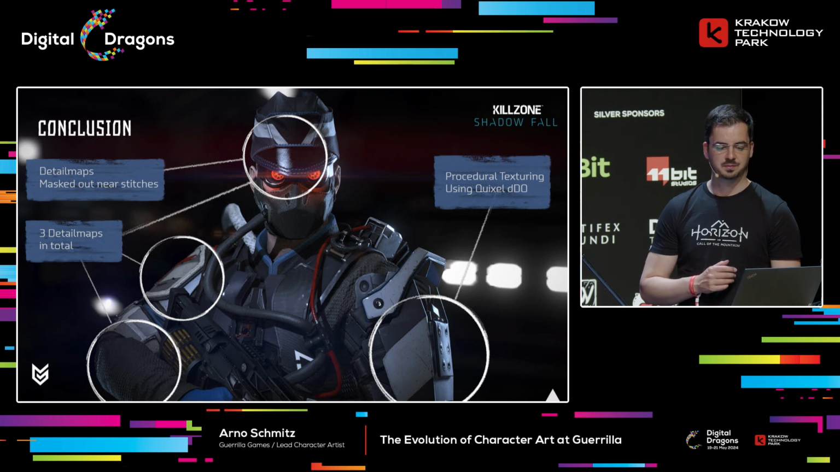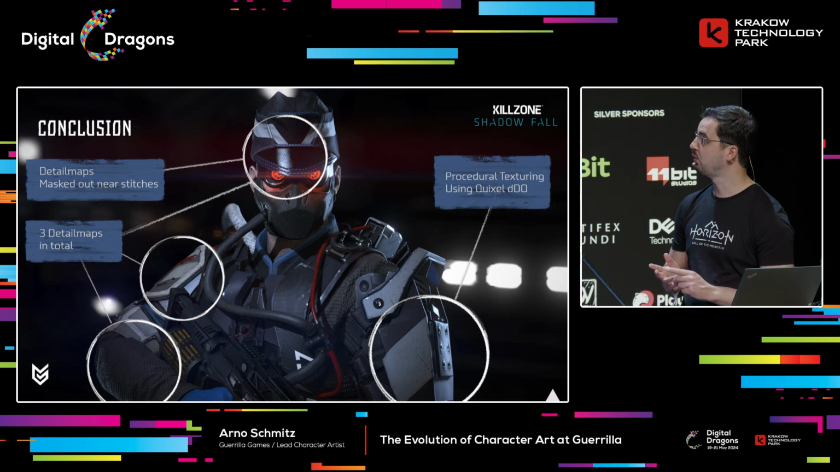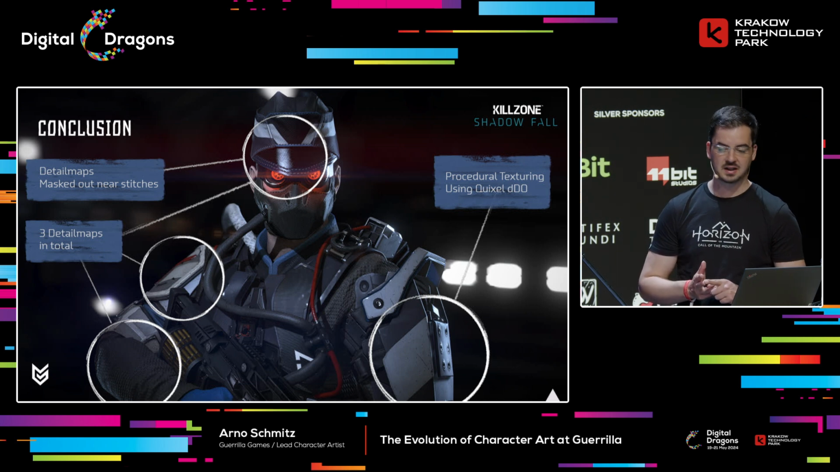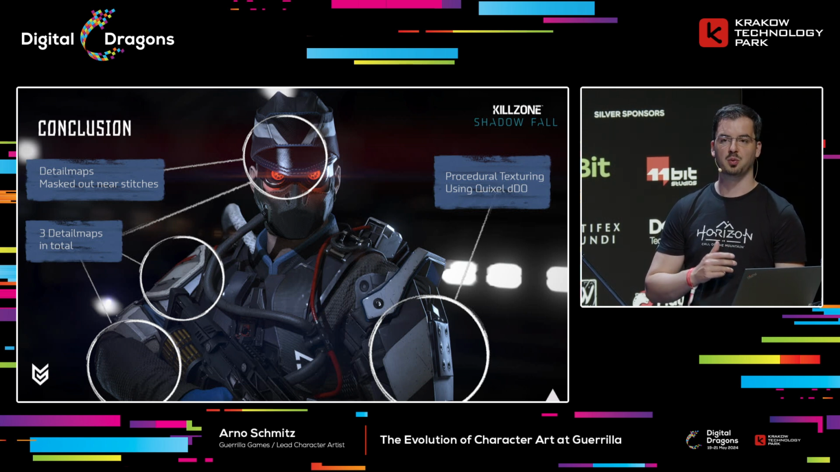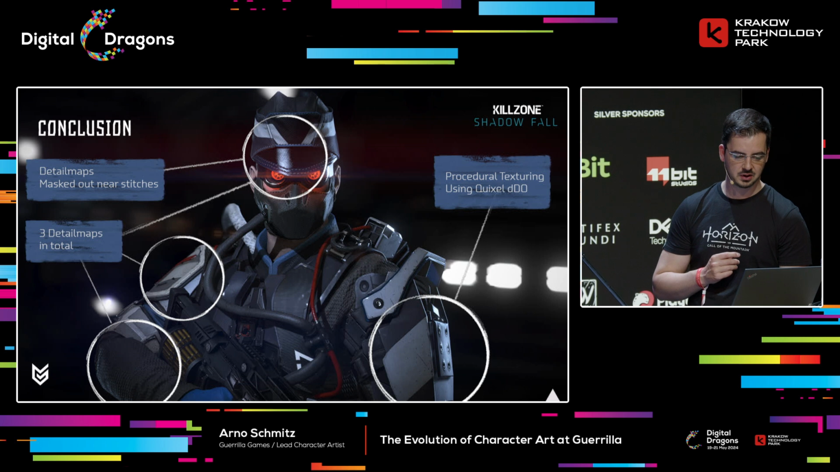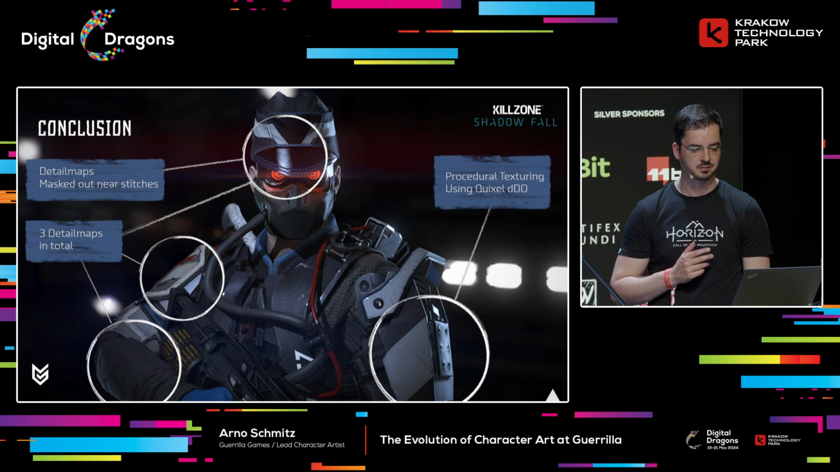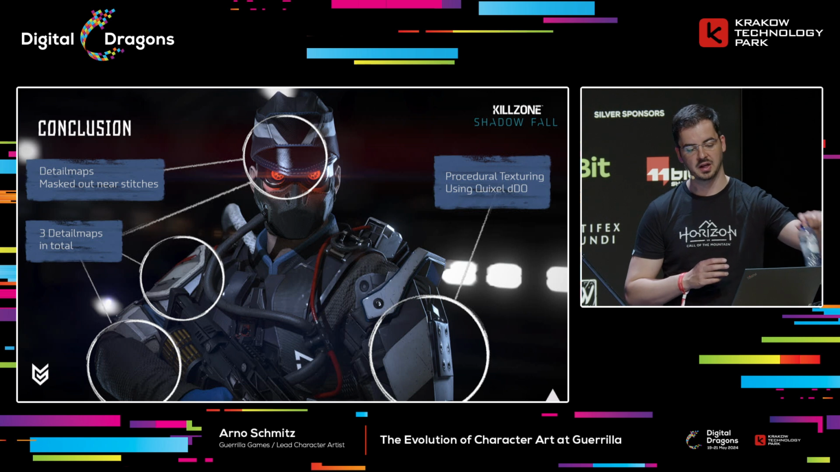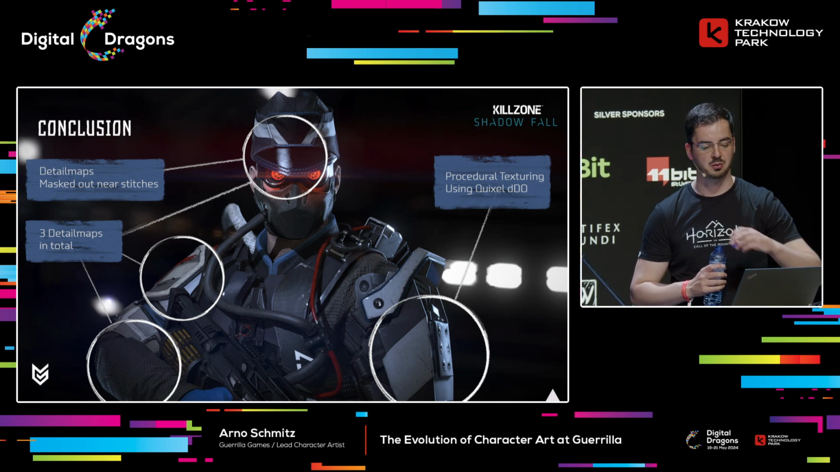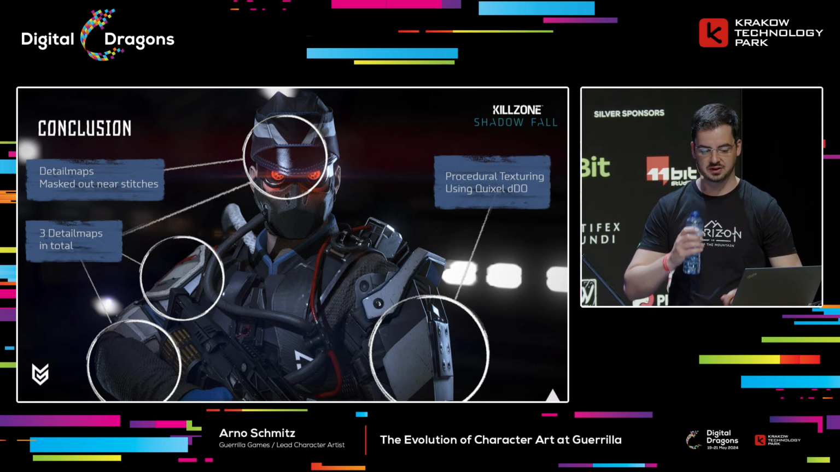So as a conclusion, we have physically based rendering, we have procedural texturing from Dido, and we have detail maps. And that's pretty much the texturing workflow for Killzone Shadow Fall. And overall, that was quite successful, but we knew moving forward that we had to expand the system, because 3 detail maps was quite limited, because we already found for some hero characters that we had to make a second shader just to get 6 detail maps.